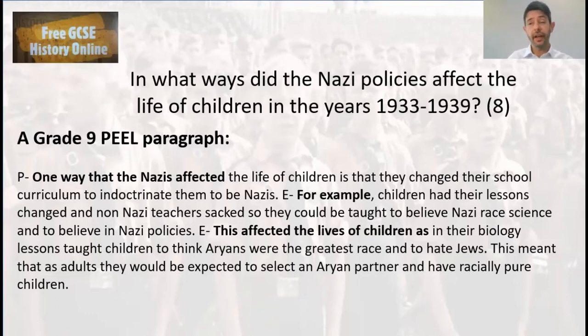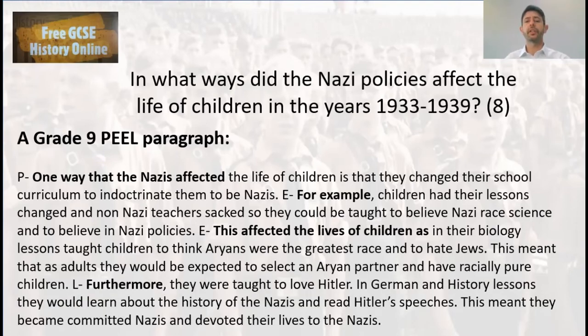Okay, so we could now pick another area in children's lives that is being changed by their education at school. This one has been racism and Aryanization. So what could be another idea? Furthermore, they were taught to love Hitler. In German history lessons, they would learn about the history of the Nazis or read Hitler's speeches in their German lessons. This meant that they became committed Nazis, would live their lives as Nazis, and learn to love Hitler and be very committed to him. So that's an idea of what I think is a really good PEEL paragraph. It's got 2 explained ideas, a good amount of knowledge in there, and it explained really good ideas.